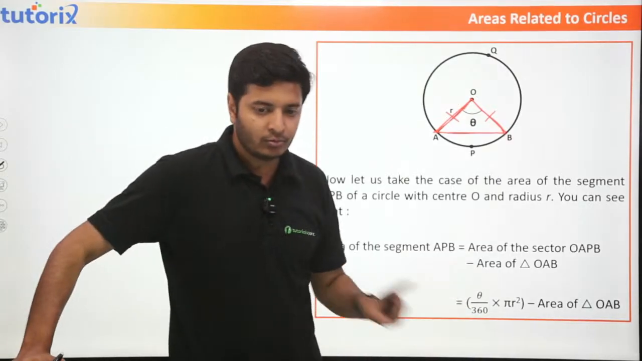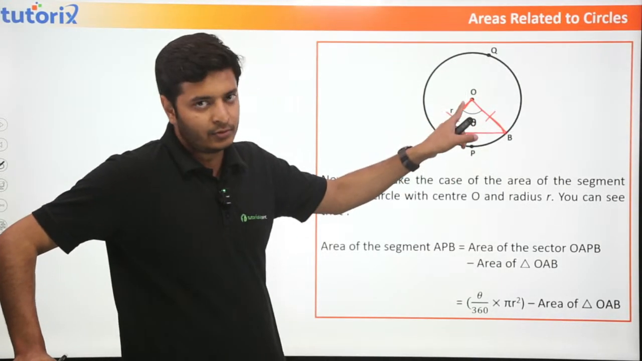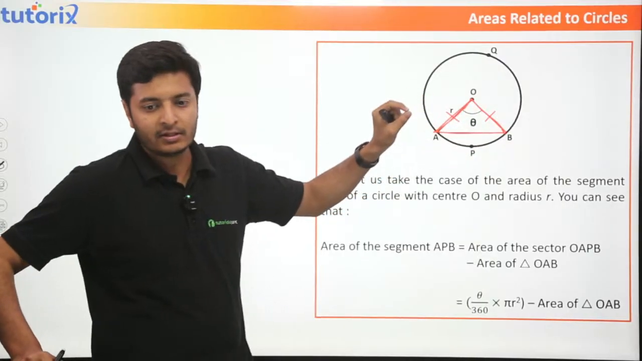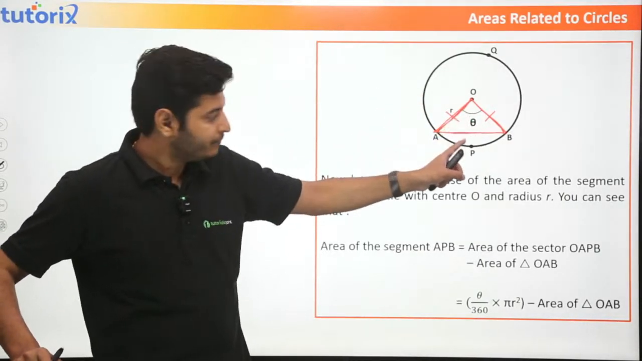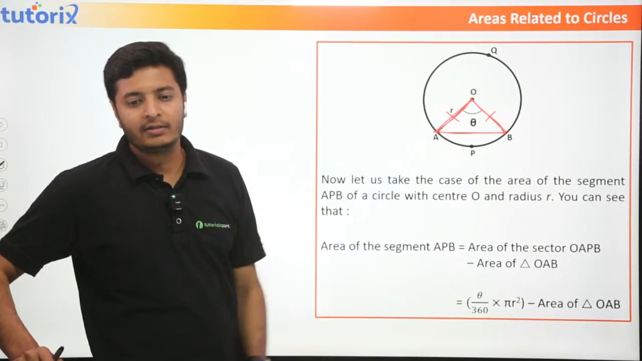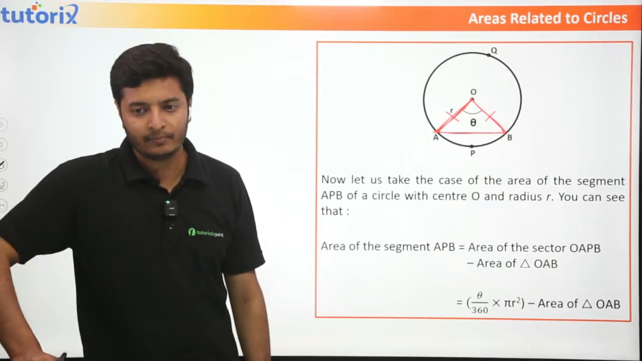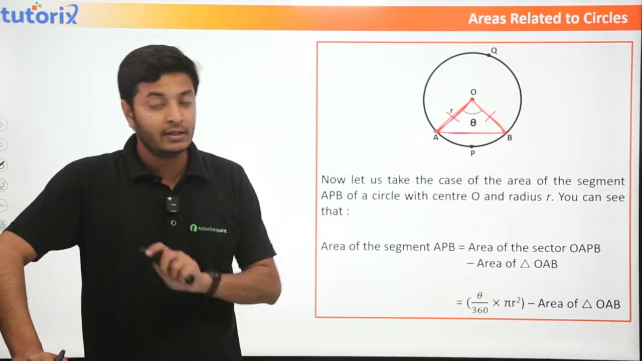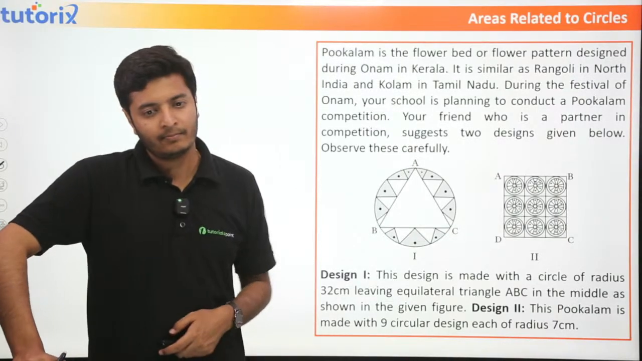So you need to do only one thing. You need to find the area of this sector, that you can do easily, theta by 360 into pi r square. Then find the area of this triangle. Then subtract the area of triangle from area of the sector. That will be the area of the segment. Easy, very easy. Okay, now let's consider one case study.